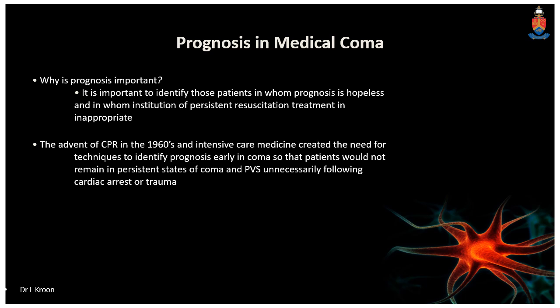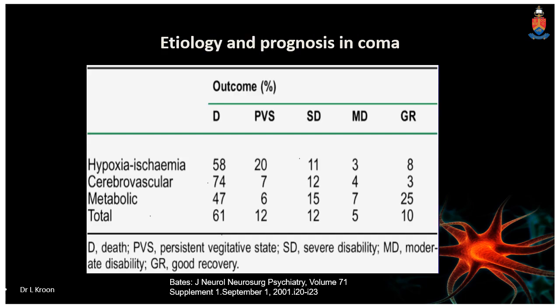This came about by the advent of CPR in the 1960s, where intensive care medicine created the need for techniques to identify prognosis early in coma, so that patients would not remain in persistent states of coma and persistent vegetative states unnecessarily following cardiac arrest or trauma. Just a couple of important topics in this area.